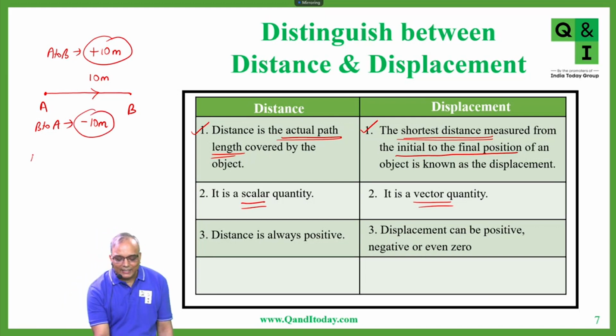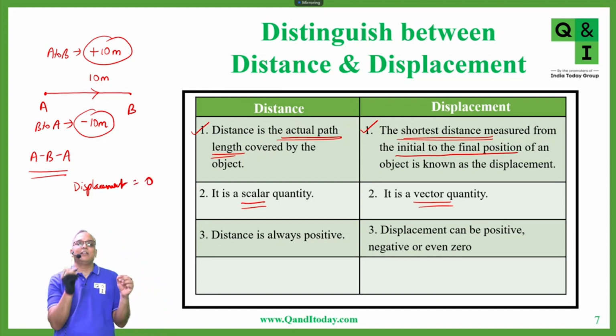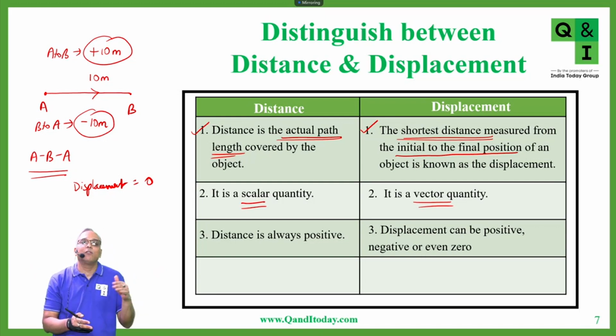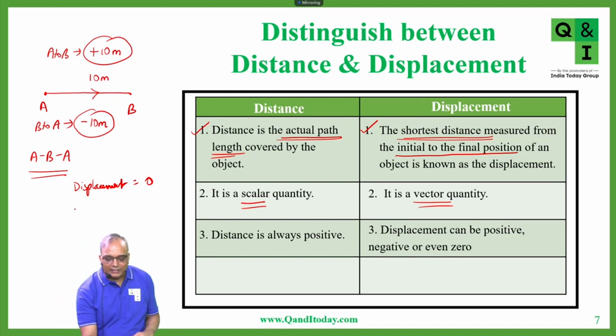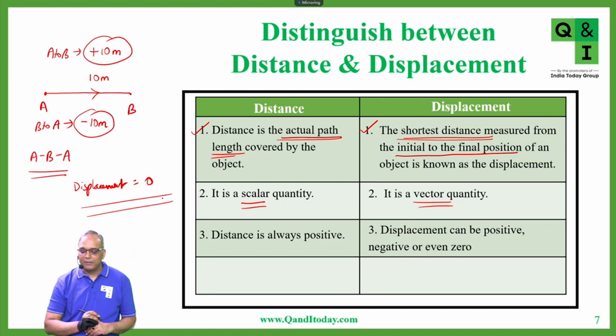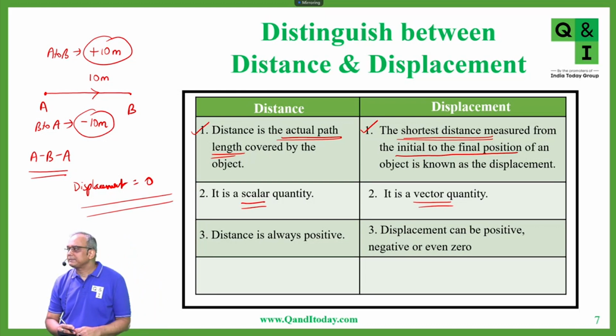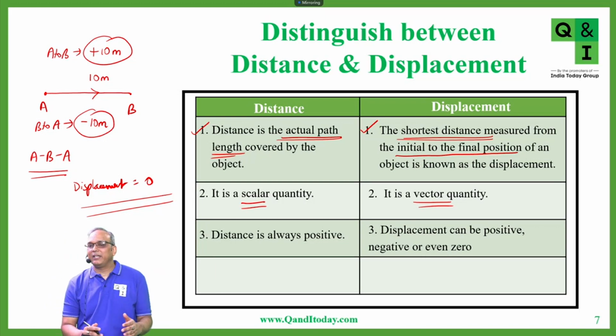And when I say the body has gone from A to B and then back to A, in this case the displacement is equal to 0. Why? Because the body's initial position and final position become the same. The body has gone from A to B and then returned back to A. When the initial and final positions are the same, the shortest distance will be 0. That's why the displacement becomes 0. Is the third point clear to everyone, students?